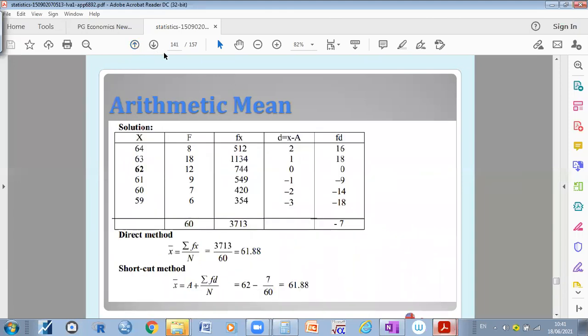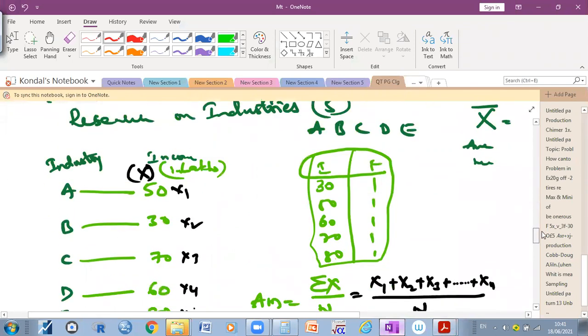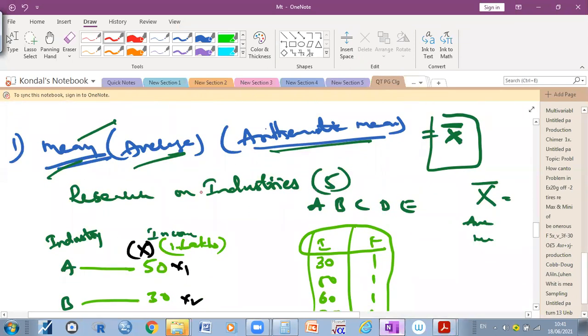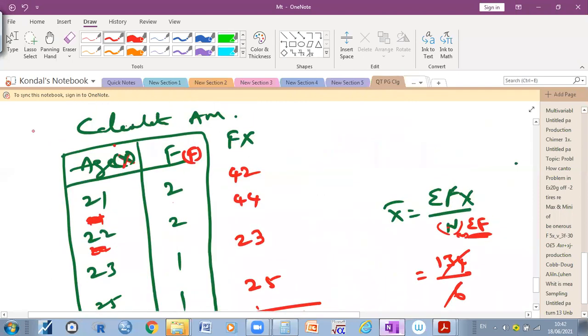Tomorrow we will discuss continuous series and discrete series. Whatever we have done earlier is an individual series. If the data is like this, it is called a discrete series. If the data is in ranges, it is a continuous series. Continuous series means, for example, 0 to 10, how many students are there, frequency; and 10 to 20, 20 to 30.